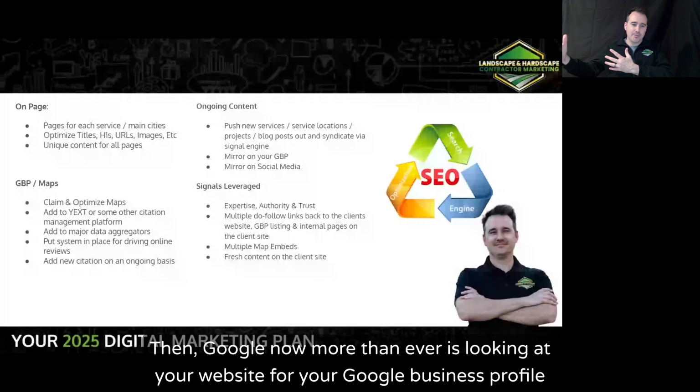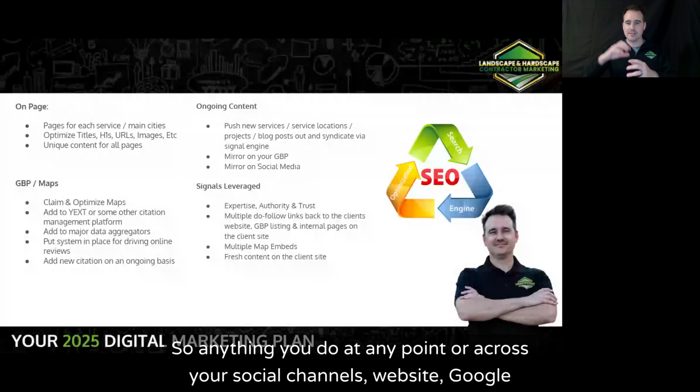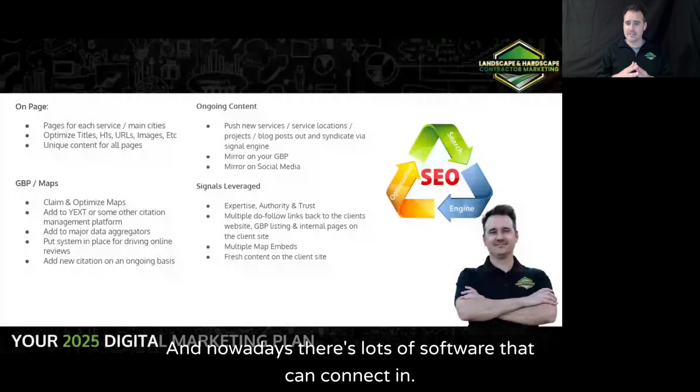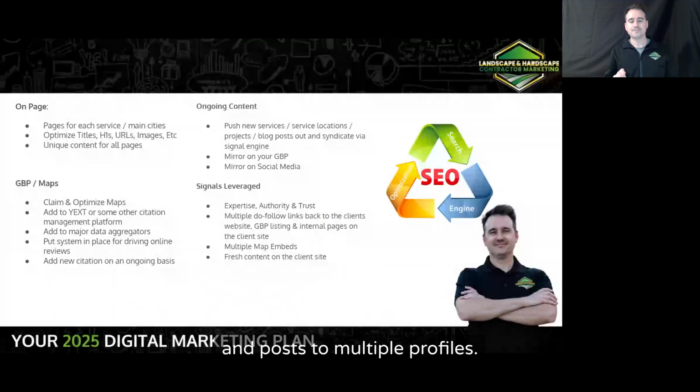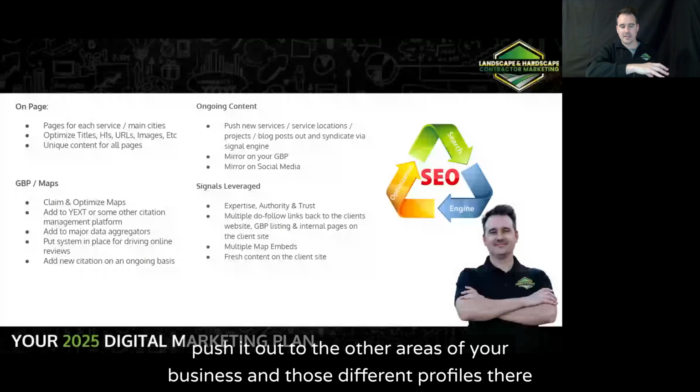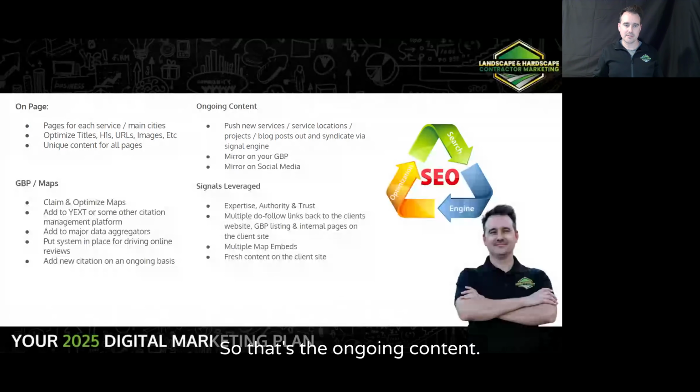Google now more than ever is looking at your website for your Google business profile ranking. So anything you do at any point across your social channels, website, Google profile, they should all be mirroring each other. And nowadays there's lots of software that can connect in and post to multiple profiles. So, whenever you create something new on one area, syndicate it out, push it out to the other areas of your business and those different profiles there as well. So that's the ongoing content.